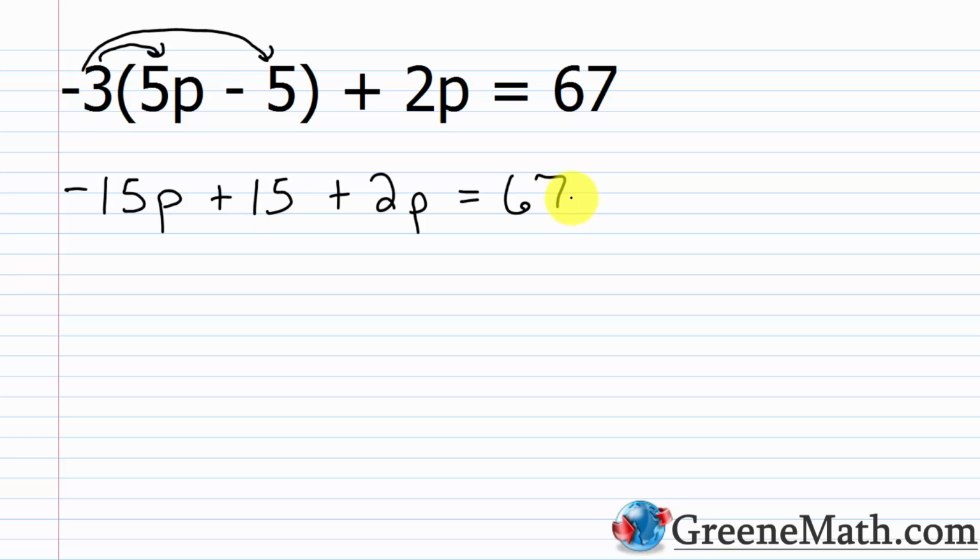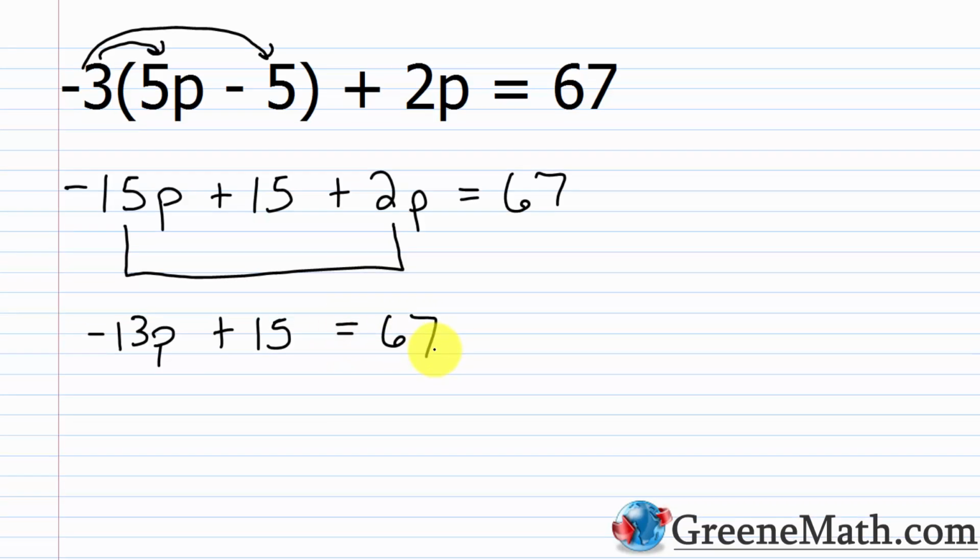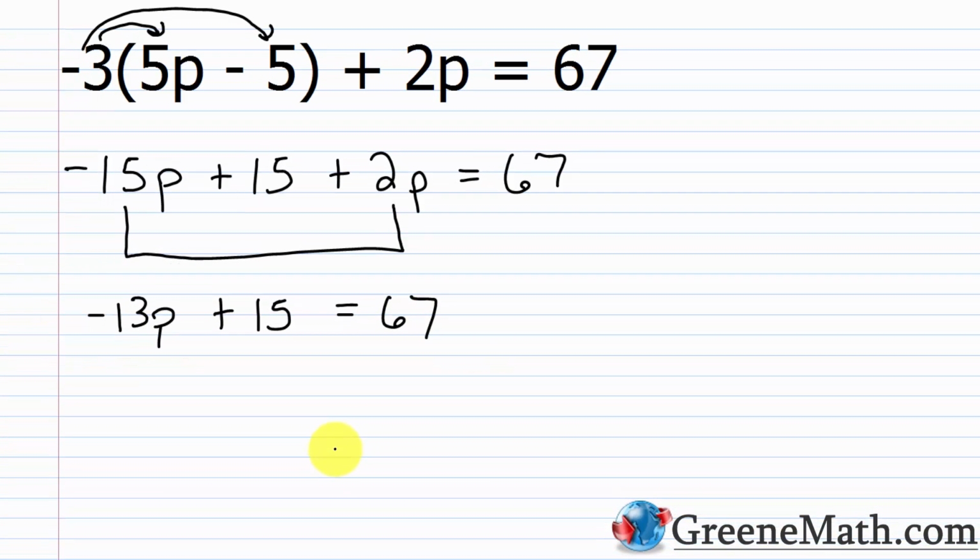All right, now I want to combine any like terms that I have. So over here I have negative 15p and I have 2p. So negative 15 plus 2 is negative 13. The variable comes along for the ride. So this is negative 13p plus 15 equals 67. There's nothing else to simplify on each side.